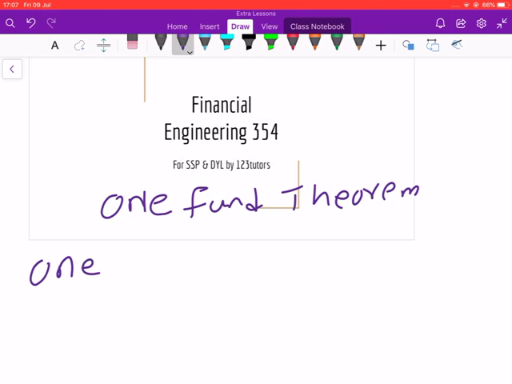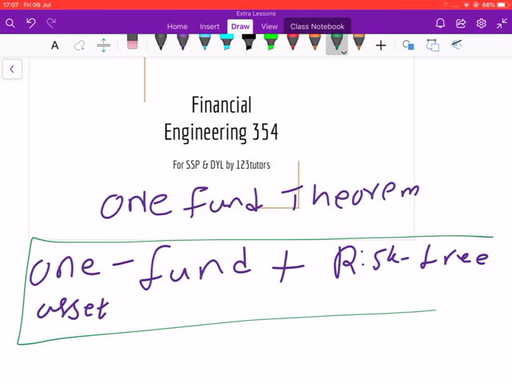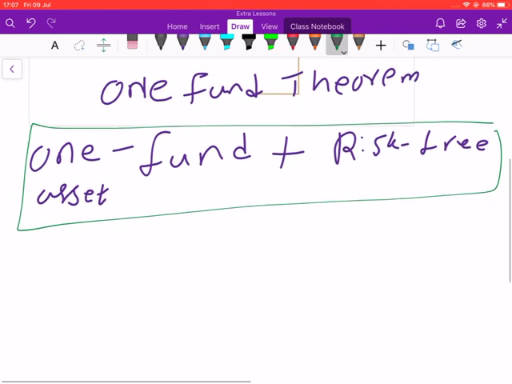In the one fund theorem, you are trying to see what will happen when you buy one mutual fund plus a risk-free asset. What will happen to your feasible set, and how will the new efficient frontier look when you are only considering one mutual fund and a risk-free asset?